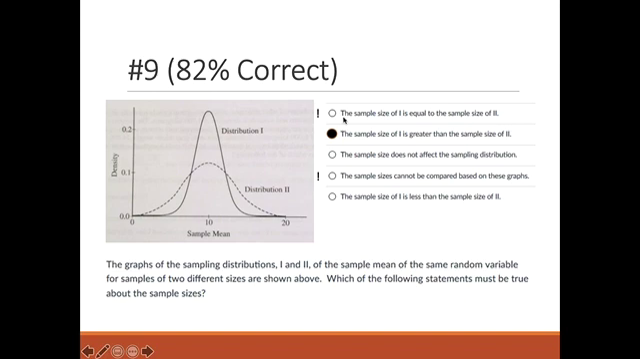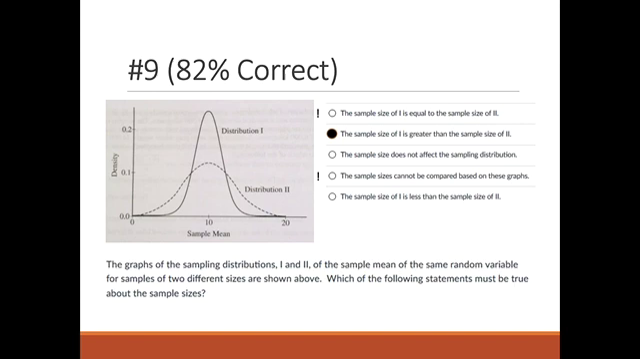So the wrong answers that people selected, people said the sample size of 1 should be equal to the sample size of 2, but it's not about being equal because I can see these two distributions have different spreads, and the sample size is what controls the spread. So it's not going to be equal. Same thing here, the sample sizes can't be compared based on the graphs. Now you can definitely compare them.